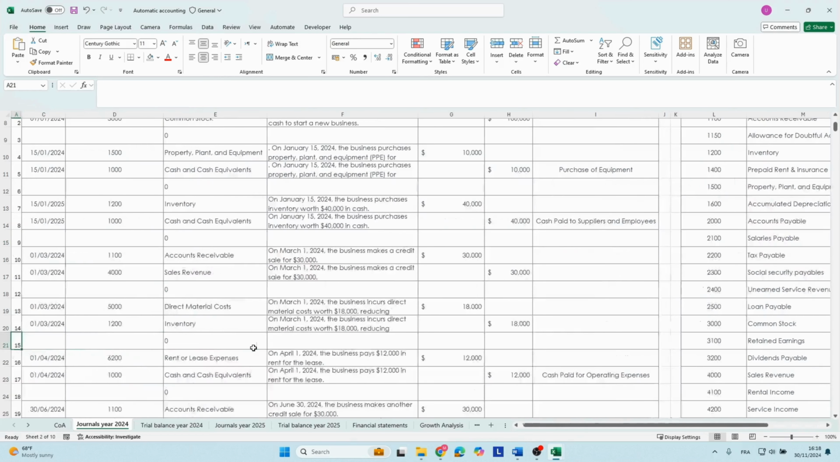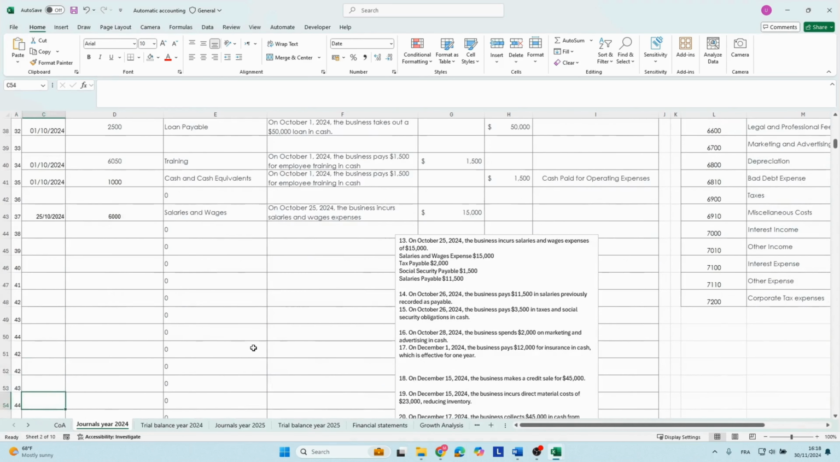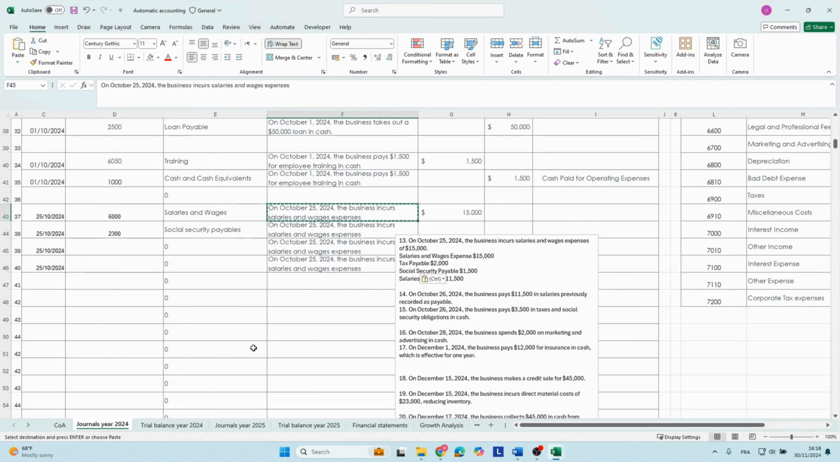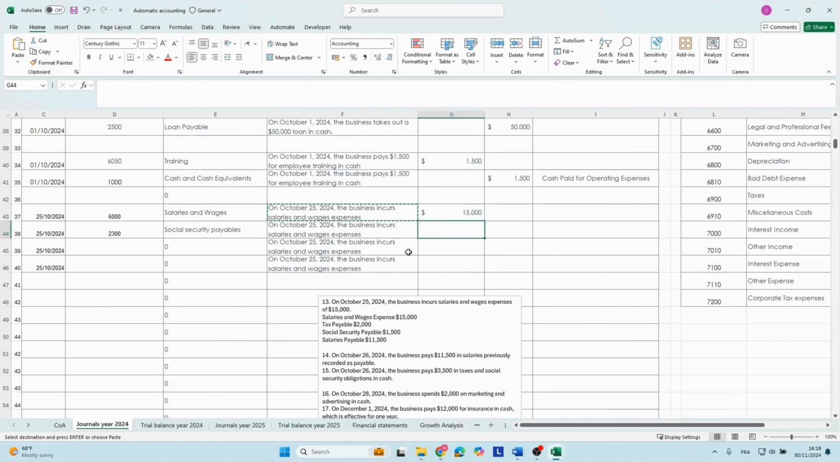So let's start reporting this transaction. We have the same date. So here we have 2,300. This is social security payable, which is here, we put the same description. So social security is 1,500. And here we have 22, which is tax payable, 2,000. So here we put it in credit.